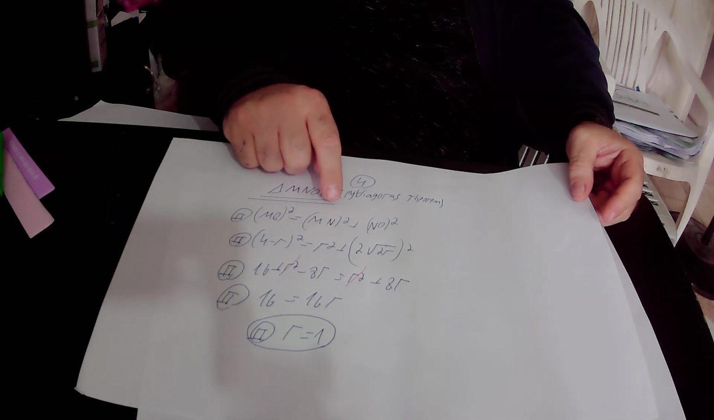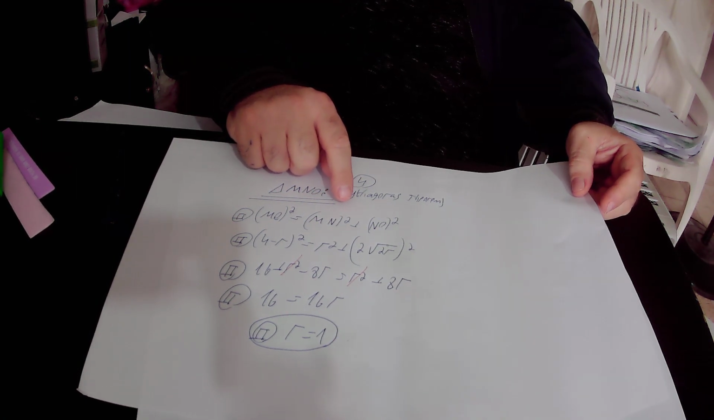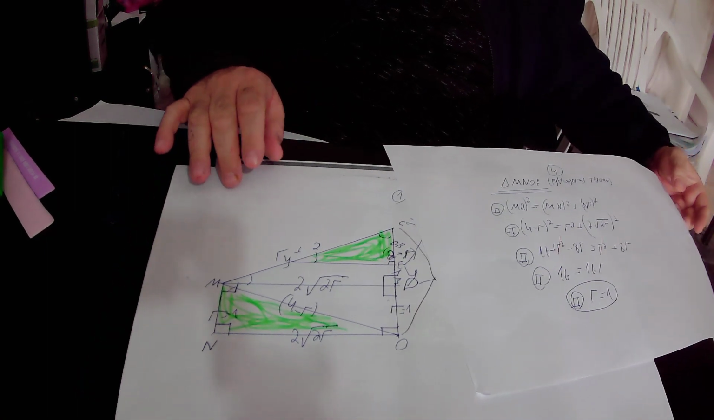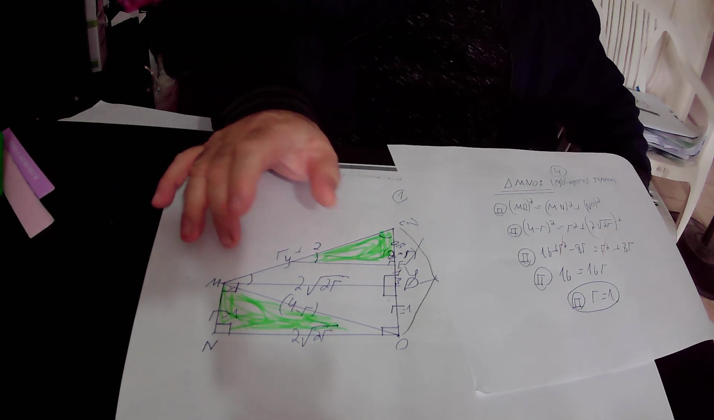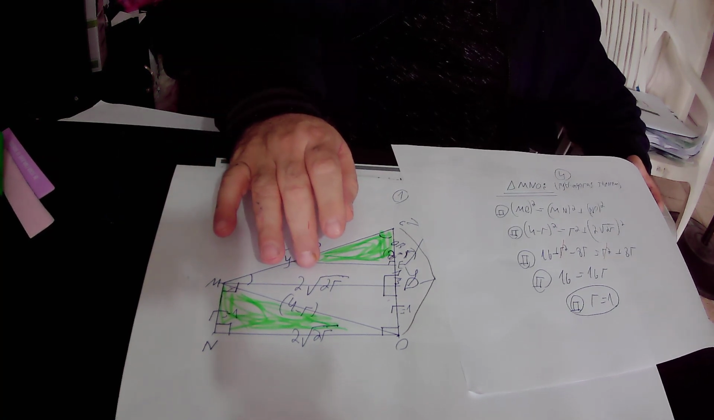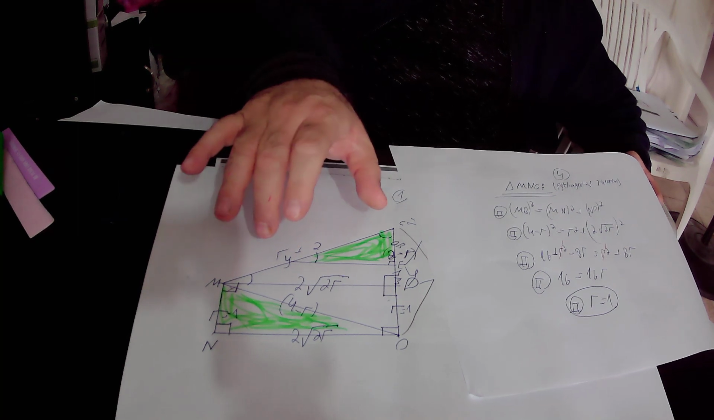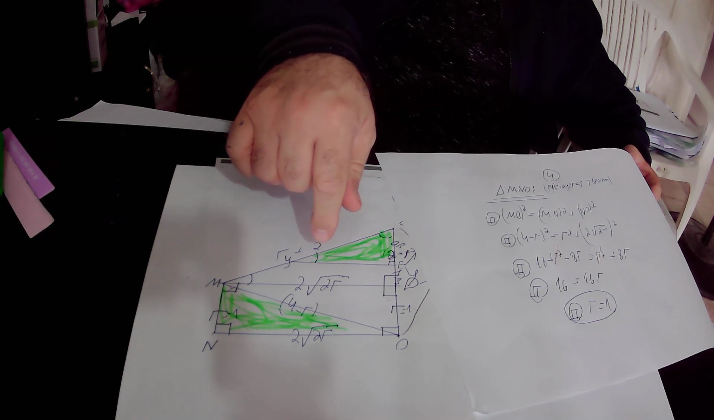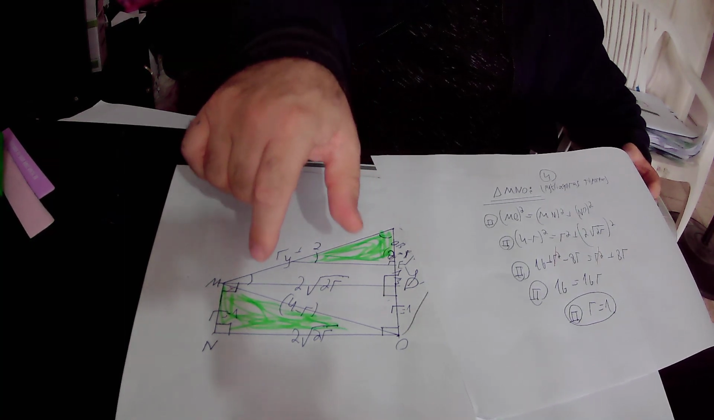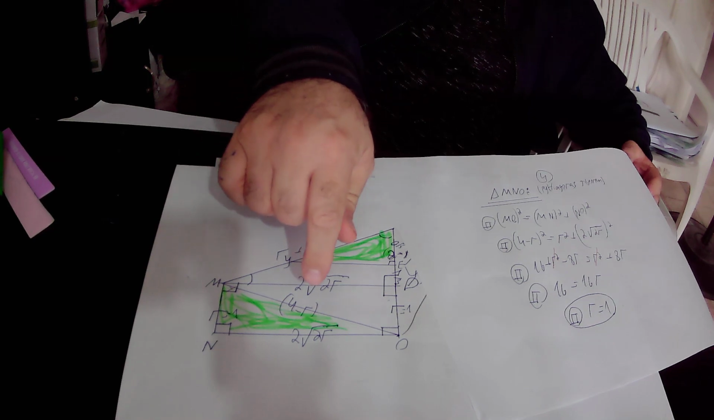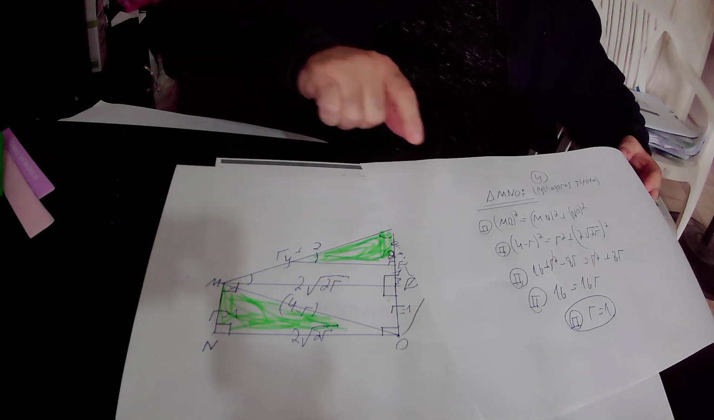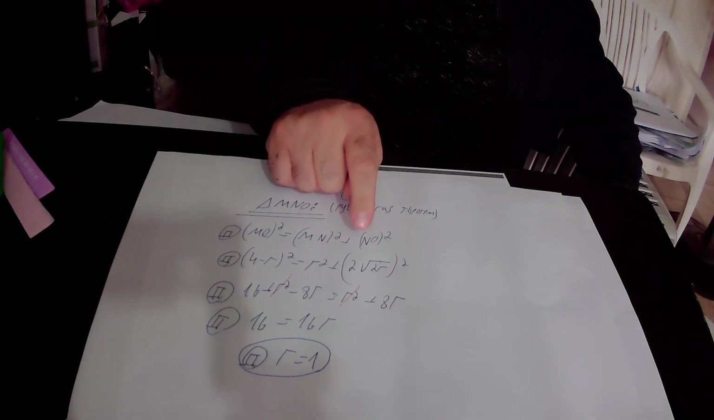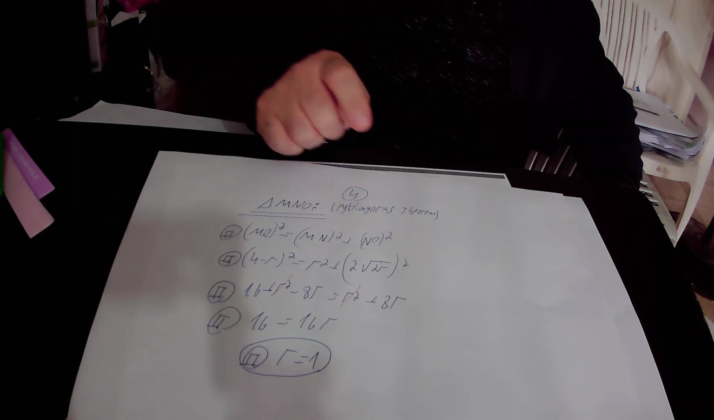And we have already found out that NO equals 2 times the square root of 2R. Why? Because we have already found out that MD equals 2 times the square root of 2R, and the opposite sides of a rectangle are equal to each other. So if MD equals 2 times the square root of 2R, NO will also equal 2 times the square root of 2R, and NO squared will be equal to (2 times the square root of 2R) squared.